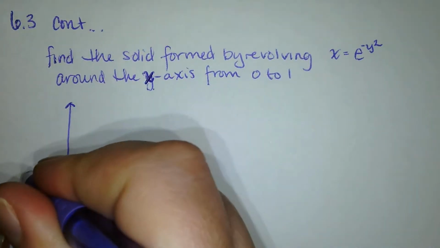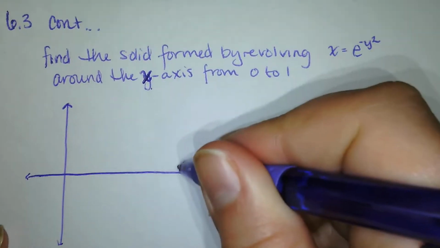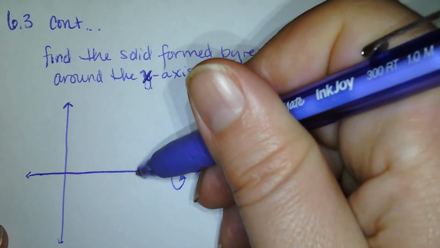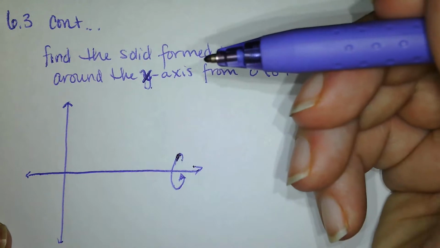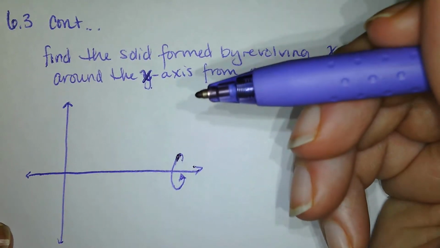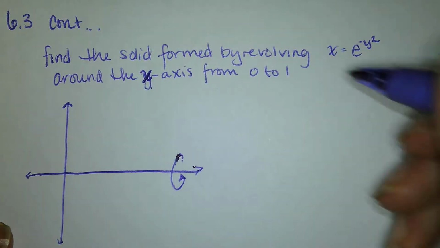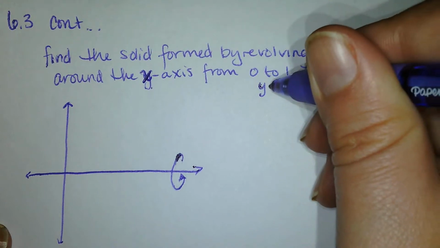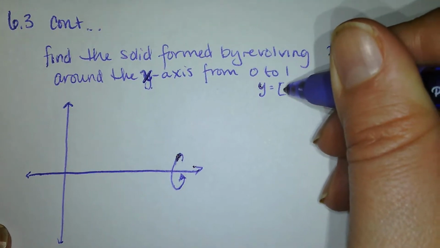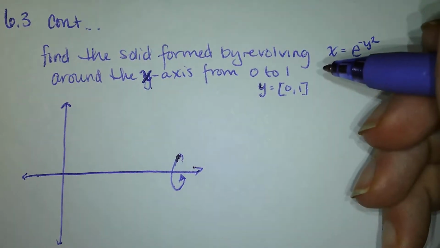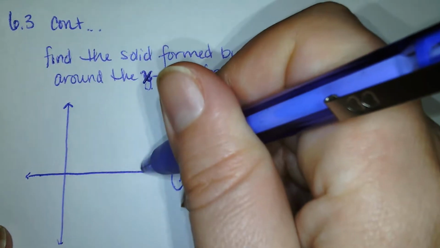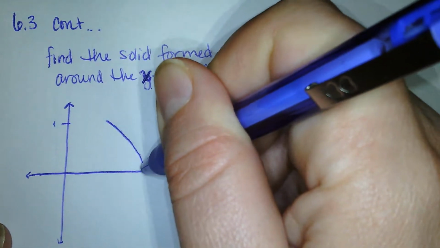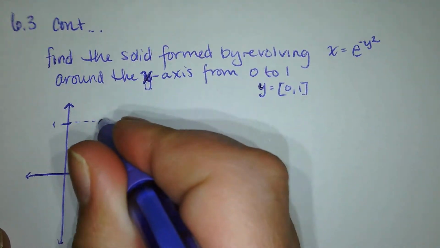Let's see. So let's sketch this out so you can get a good visual of what's going on here. We're rotating around the x-axis and our function, and this is 0 to 1 for y. That's what that means. Okay, so our function looks something like this. We're going from 0 to 1. It's going to look kind of like this. And so we're stopping there.